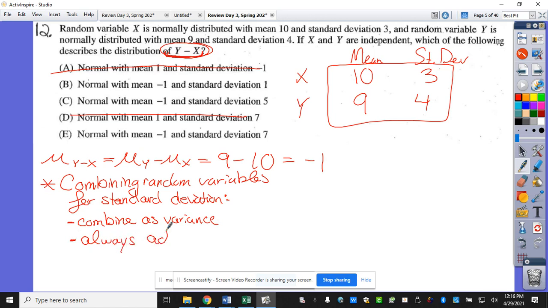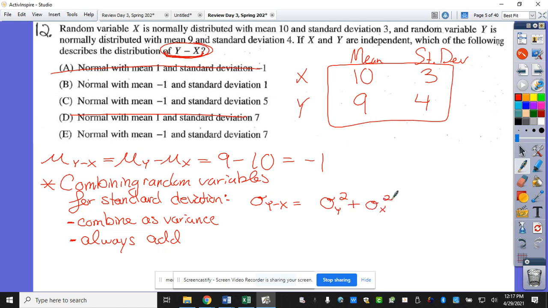Always add. If I'm 5 feet away and I'm 7 feet away, I'm not all of a sudden going to be 2 feet away. So you always add and you combine and state a variance. So when I am doing sigma of y minus x, I want my y as a variance. So sigma of y squared. I'm adding in between, even though the problem is subtract.